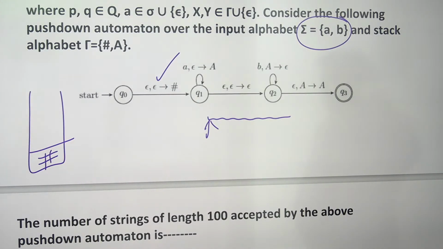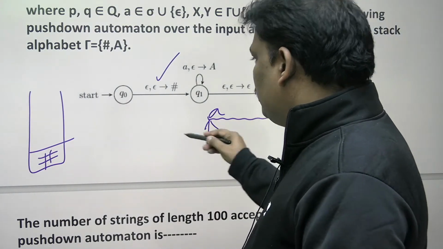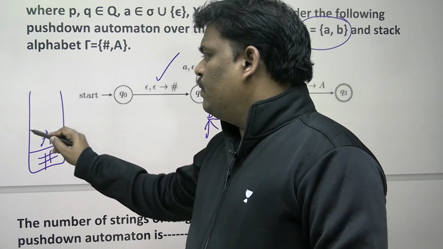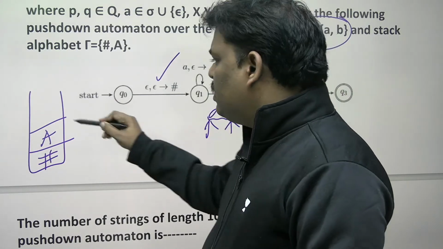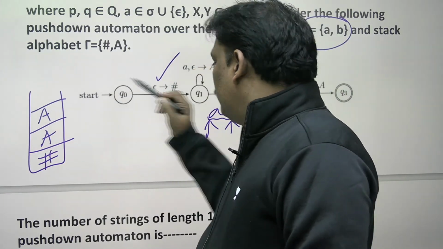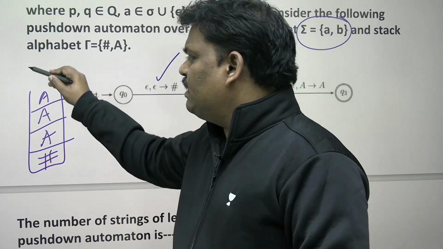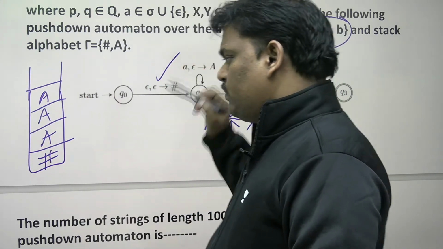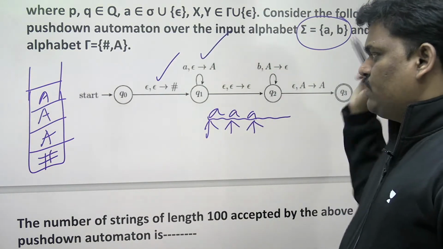On the Q1 state, one loop is there. On the Q1 state, a is coming, the top of the stack can be anything, push capital A. Again a is coming, top of the stack can be anything, push capital A. Like that, all the A's you can push. That is the purpose of this loop.